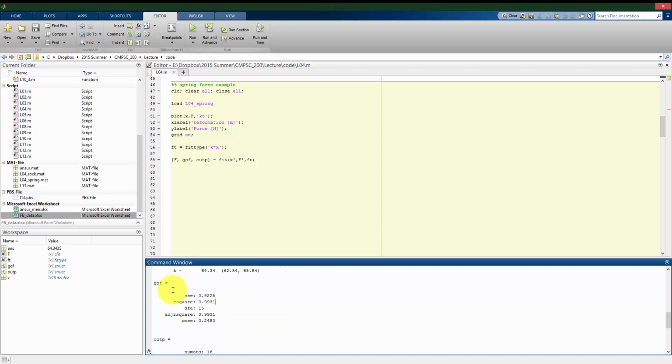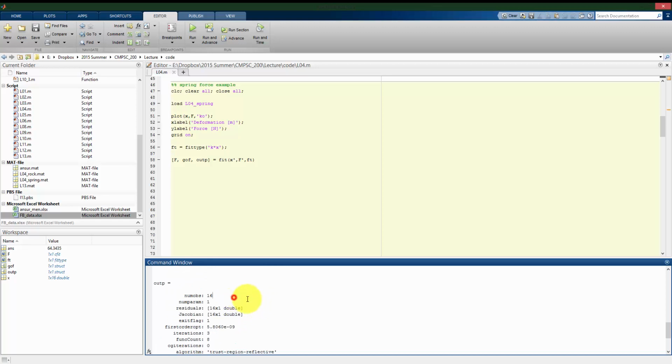We also want to look at our goodness of fit. So we see here in GOF, we have a bunch of these different measurements. We have SSE, R squared, DFE, adjusted R squared, RMSE. We're only going to concentrate here on this R squared value. And we see here that it's 0.99. Like I said before, the R squared can range between 0 and 1, with 1 meaning that the curve fit the data perfectly, and 0 means it doesn't fit it at all. In this case, a 0.99 or a 99% R squared is very good. It means that our fit line fit our data very well.